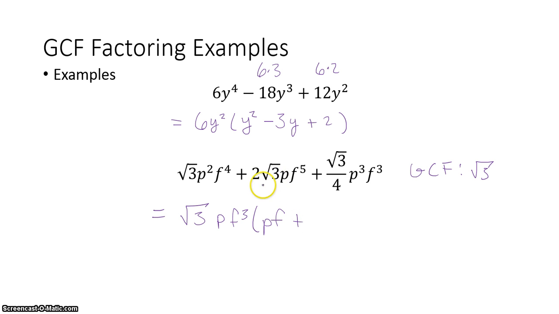Moving to the next one. Well, I factored the square root 3 out, so I have a 2. Took the p out, so I'm not going to have anything there. And I took 3 of the f's out, so I'm going to have f squared. And the third term, took the square root 3 out, so I'm going to be left with 1/4. Took 1 p out, now p squared. And I took all the f's, so that is what it's going to look like when I'm done factoring using GCF.